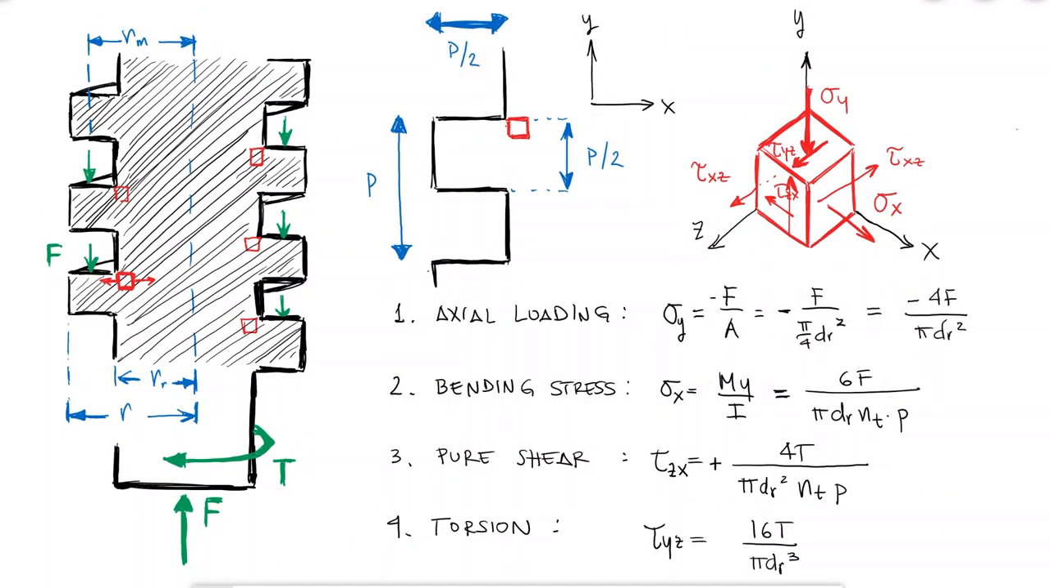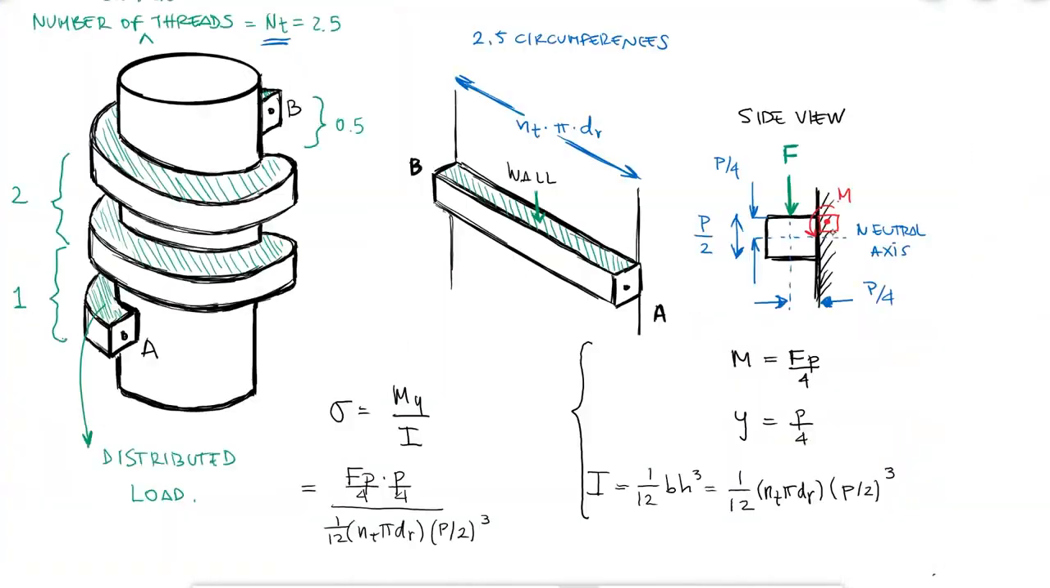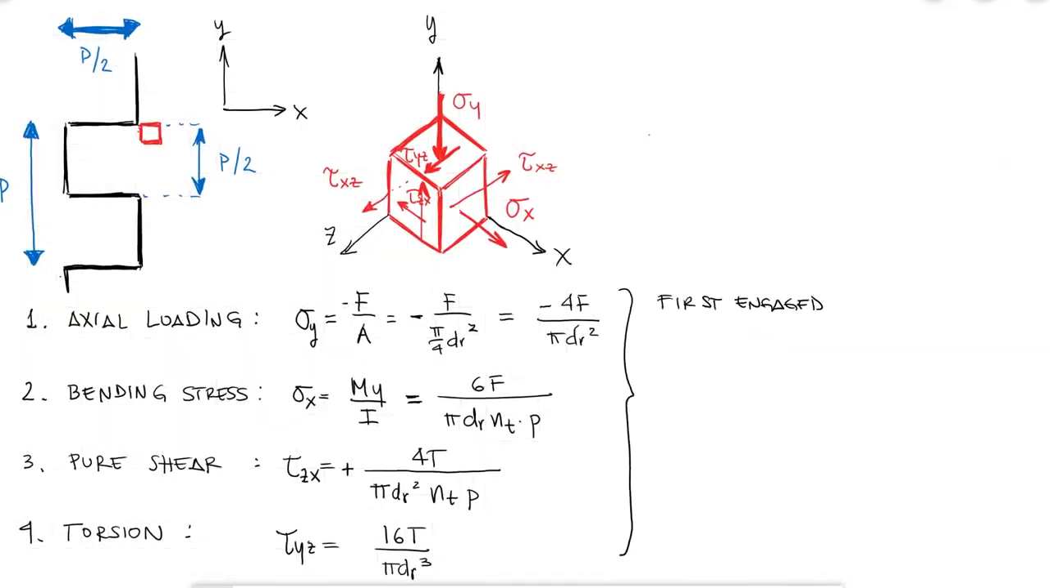The equations that we found here are assuming that all engaged threads are sharing the load equally. In practice, because the screw is under compression and therefore its length and pitch is shortened, and the nut is under tension and therefore its length and pitch is stretched, the first engaged thread carries approximately 38% of the load, the second thread 25%, the third 18%, and the seventh thread is free of load.